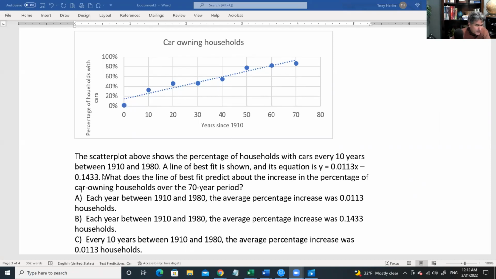Okay, and if we read this, we see the scatter plot above shows the percentage of households with cars every 10 years between 1910 and 1980. I don't see 1910, 1980. Oh, there it is. It says years since 1910, 10 years since 1910. That's a weird way of writing it. But anyway, a line of best fit is shown, and its equation is y equals such and such. Okay, y equals mx plus b.